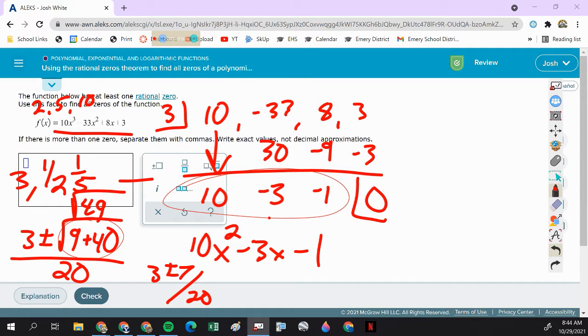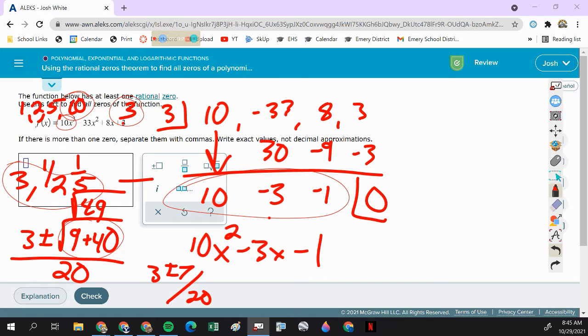Okay. Now, an interesting thing about this is these factors are 1, 2, 5, and 10. And these factors are 3. Notice we can create a 3 and a 10 using those numbers. And that will always be the case. The answers you get will always recreate the leading coefficient and the constant.